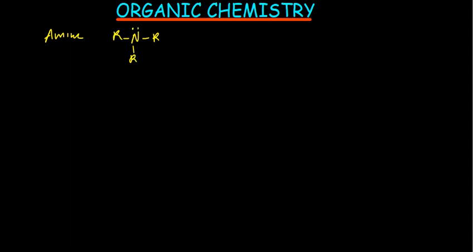We know nitrogen has got one lone pair. Okay, so that is how it's going to be. So these groups can be either a hydrogen and just a group of carbon atoms, or they can all be different groups of carbon atoms. But how do we get to name amines? So we need not to think they're the same with amides.